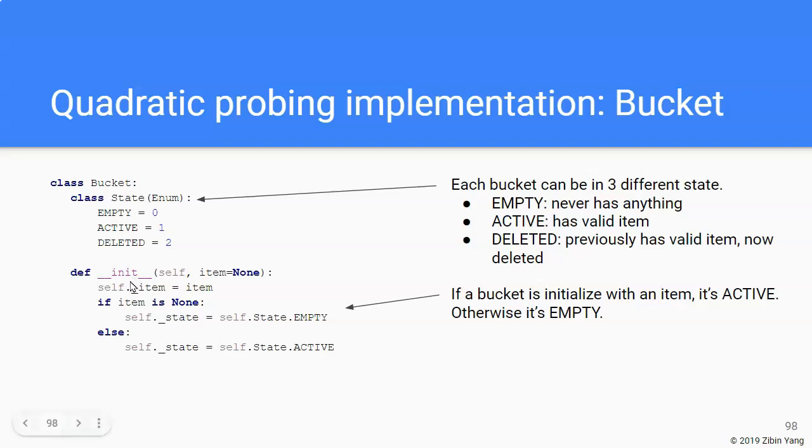And this is the init method for the bucket class. It takes an item that we want to put in the bucket as an optional parameter. It can be None, right? So it will store that item. And if the item is None, meaning there's nothing in the bucket yet, then in that case the state of the bucket is empty. Otherwise, the state of the bucket is active, that now we have something in the bucket.